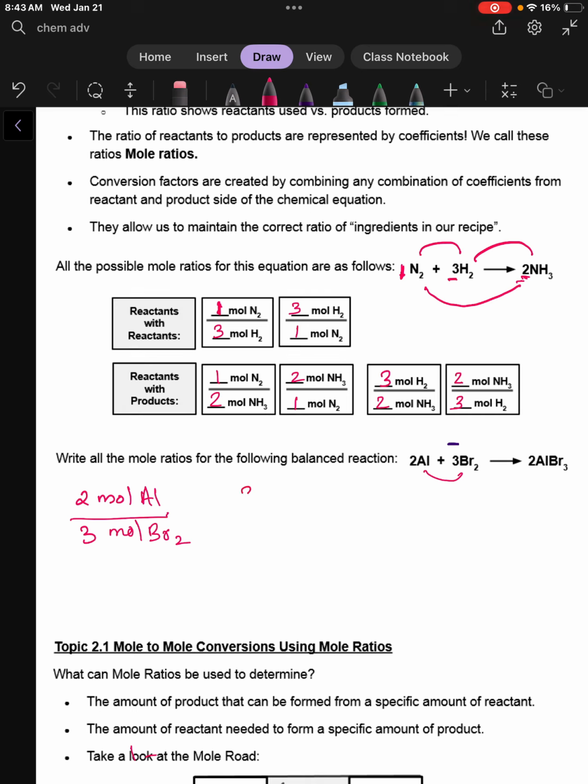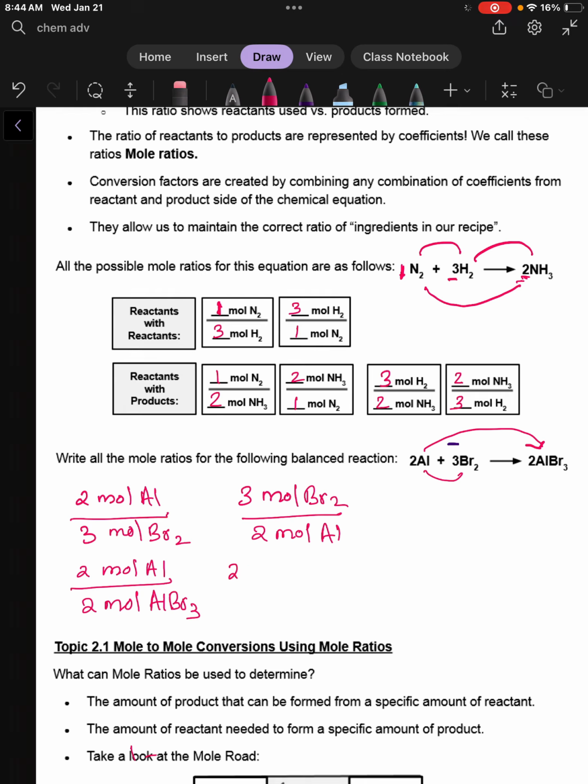Okay, we can flip that. If 3 mole of bromine is on the top, then you write 2 mole of aluminum on the bottom. And if you write the ratio between aluminum and aluminum bromide, that will be 2 mole of aluminum on the top and 2 mole of aluminum bromide on the bottom, and flip it. You will get another ratio. You can write a ratio based on the question. You don't need all these ratios for the calculation, just one is needed.